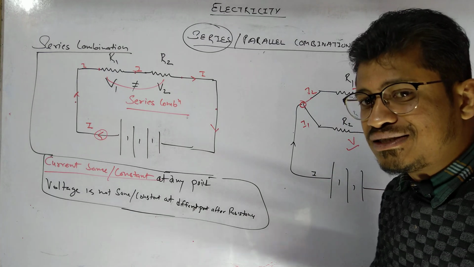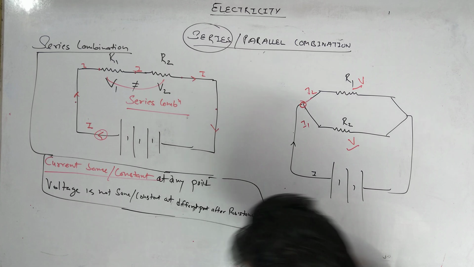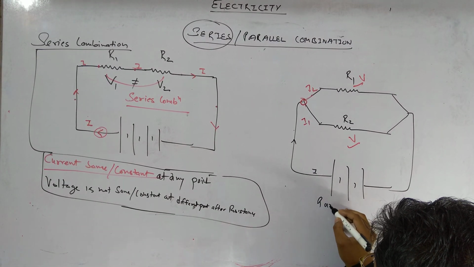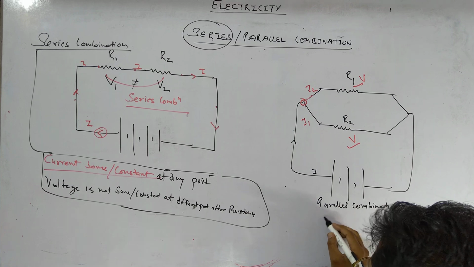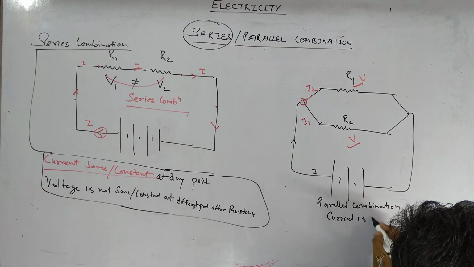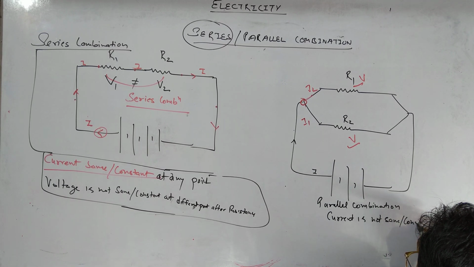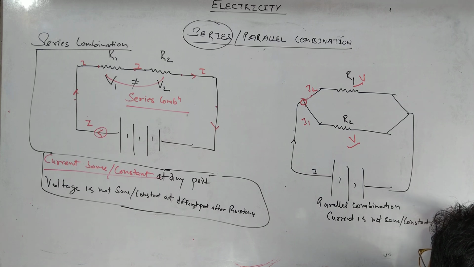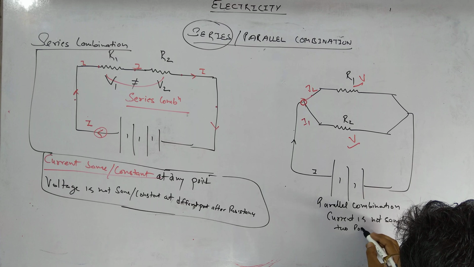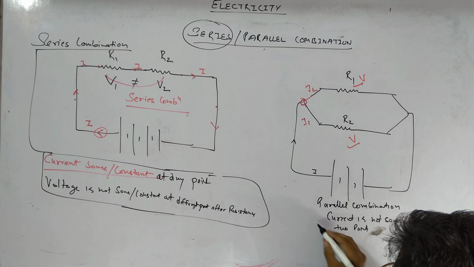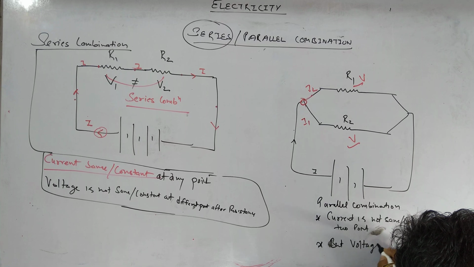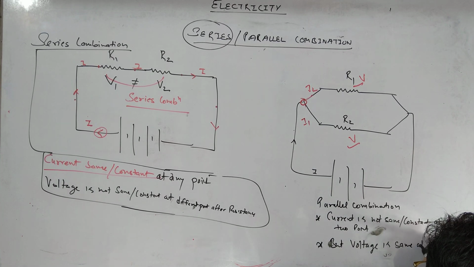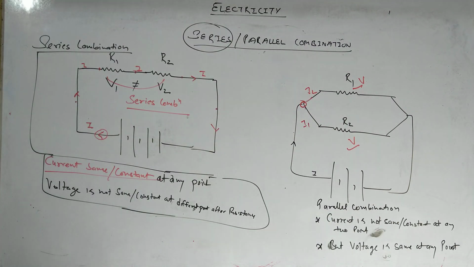So in a parallel combination, the current is not the same or constant at any point, but the voltage is the same at any point. So please make a note of it.